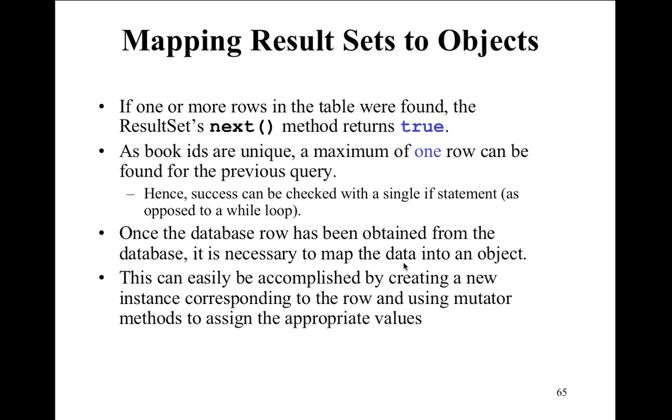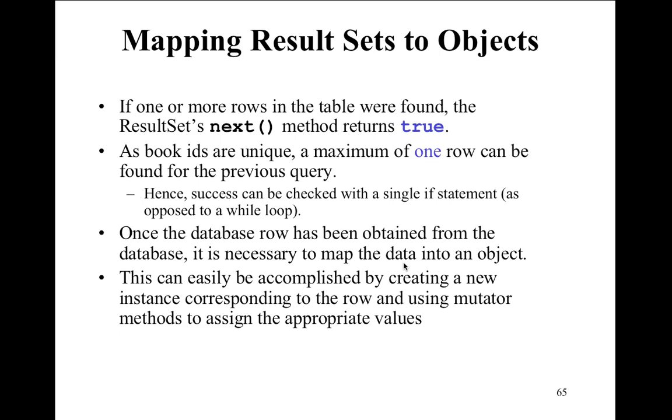Result set is a result set, that's what you're getting back. If one or more rows in the table were found, the result set next method returns true. As I mentioned before, in the old days when we sent a query to the database, we waited for this whole big chunk of information to come back, and it was text. It was usually a text stream, with commas or something, or sometimes name colon something, depending on the format. This is automated with a JDBC driver so that we don't have to parse it, don't have to copy it to a file, to a variable.